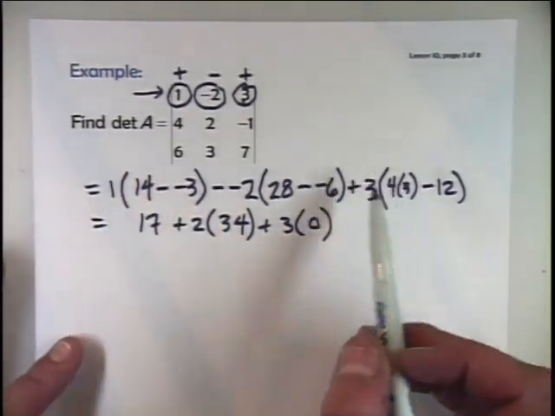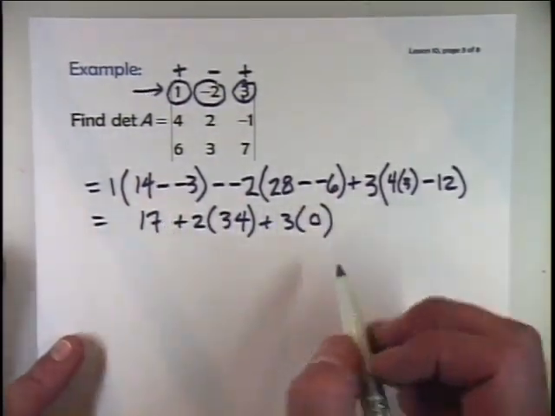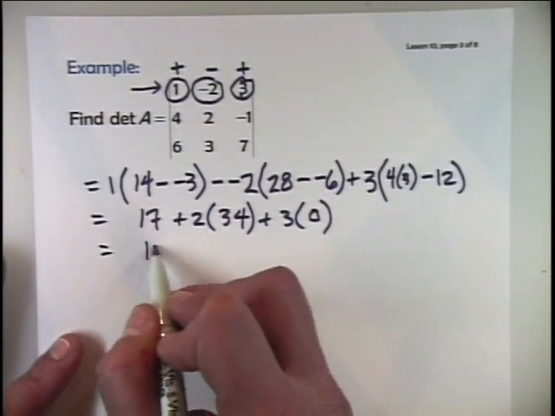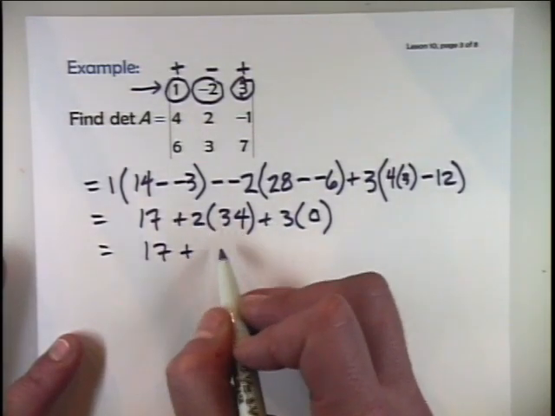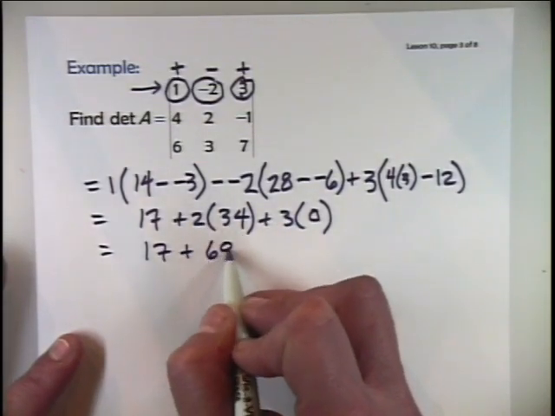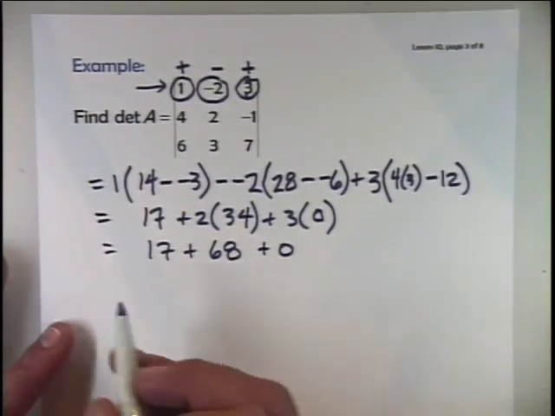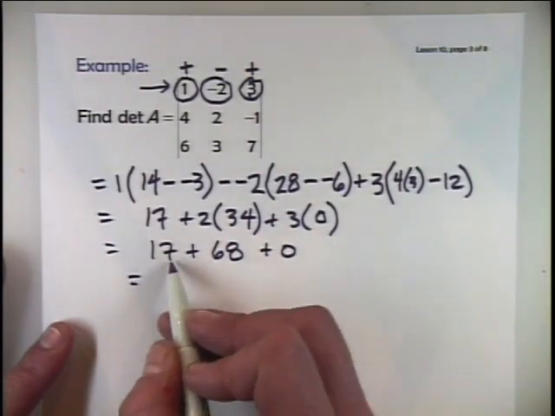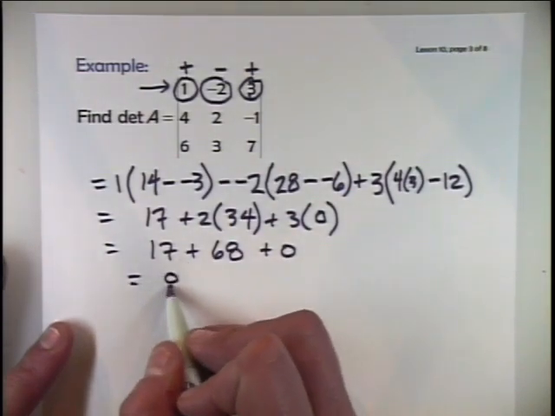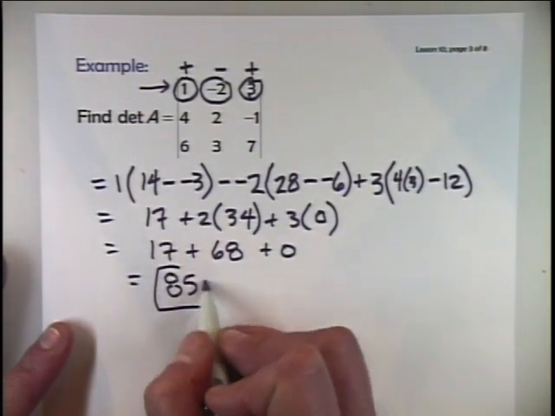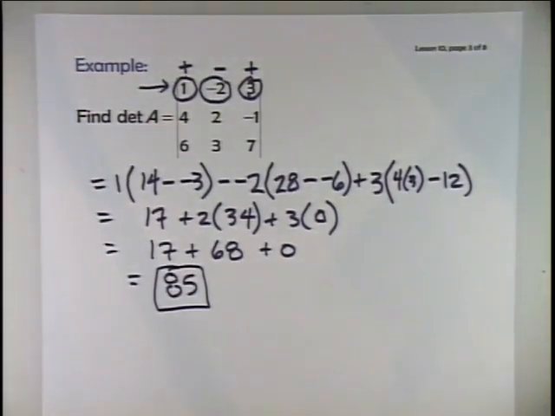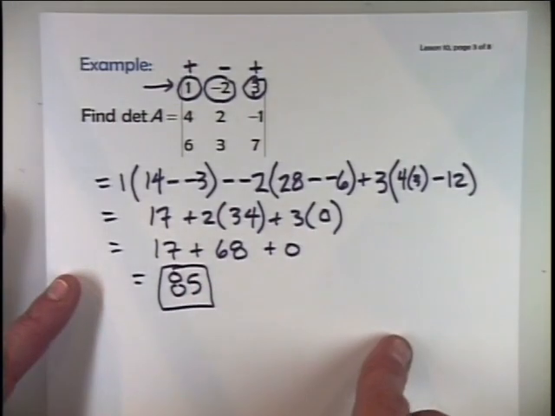So after going through and doing all the insides, now I have these little products here, and I'll go ahead and add them up. I get 17 plus 2 times 34 is 68, and 3 times 0 is 0. I'll go ahead and say plus 0. And now it's getting real easy. 17 plus 68 is 85. And that is, in fact, the determinant of this 3 by 3 matrix.